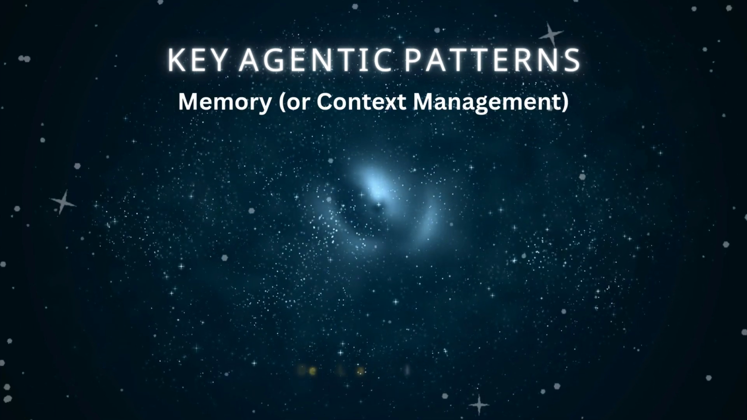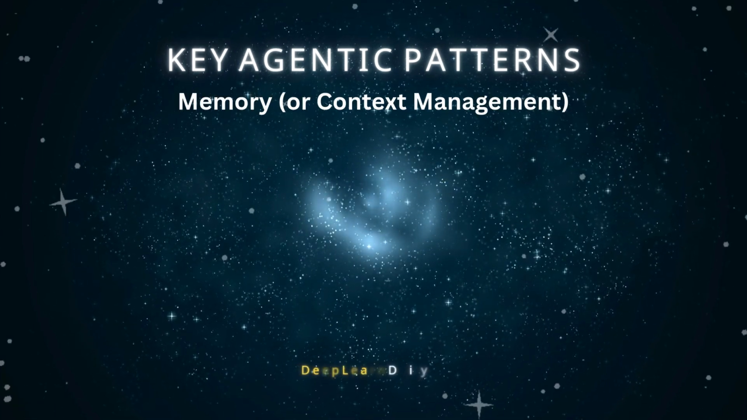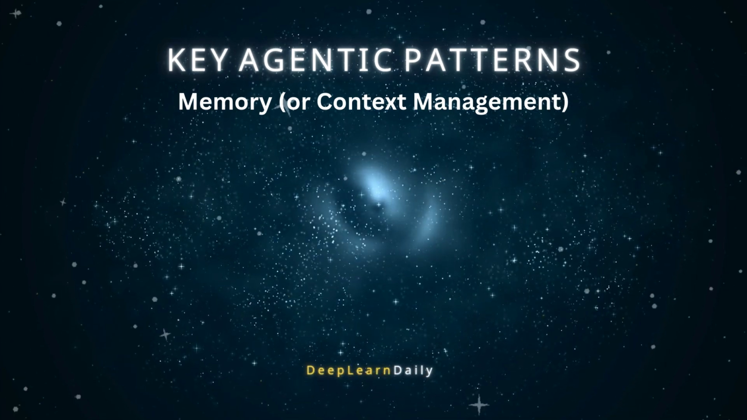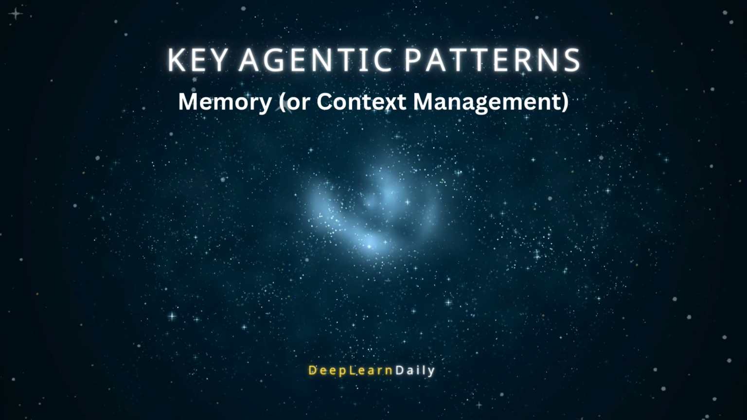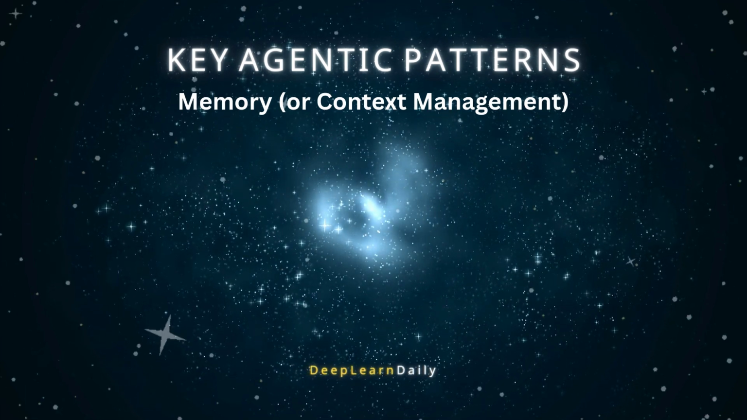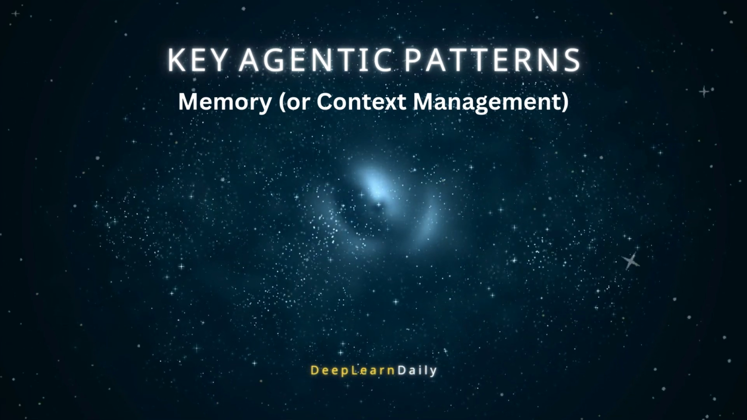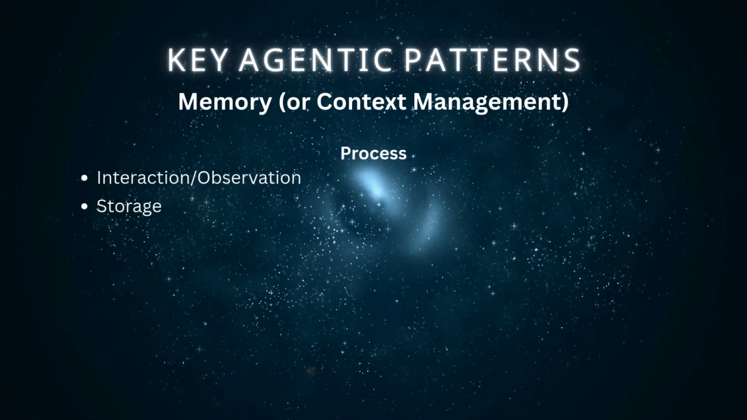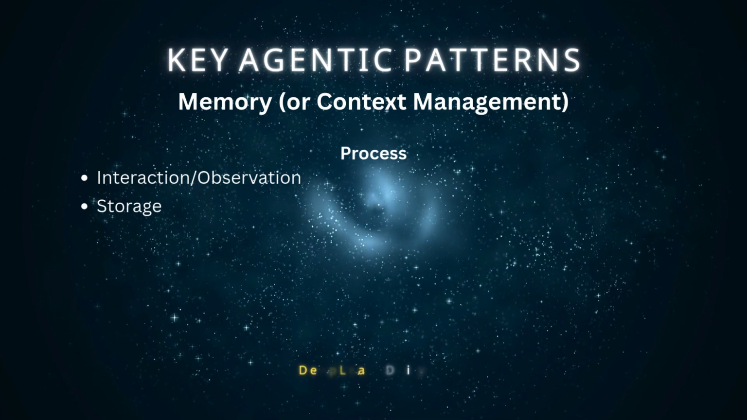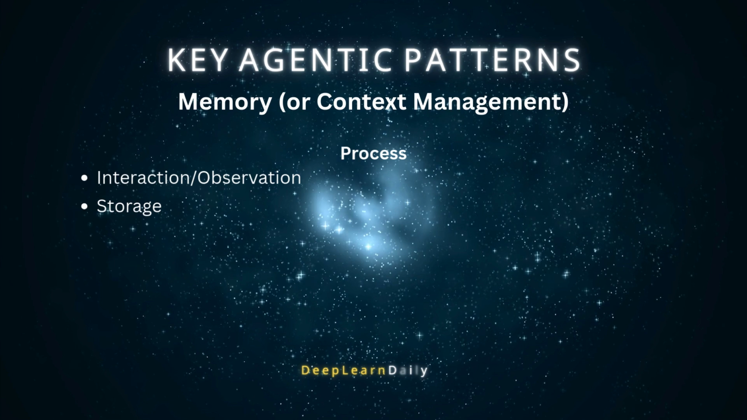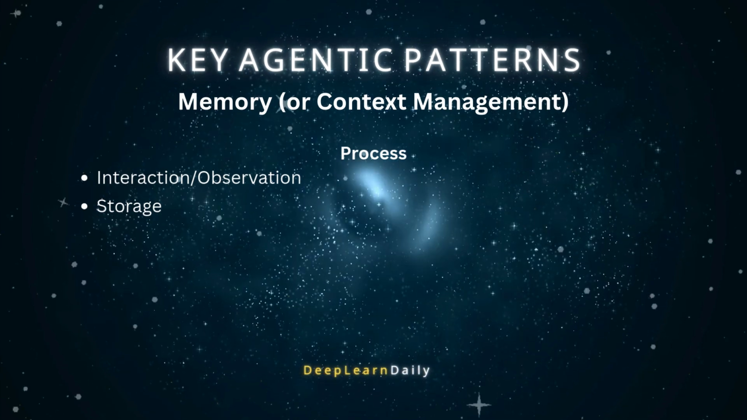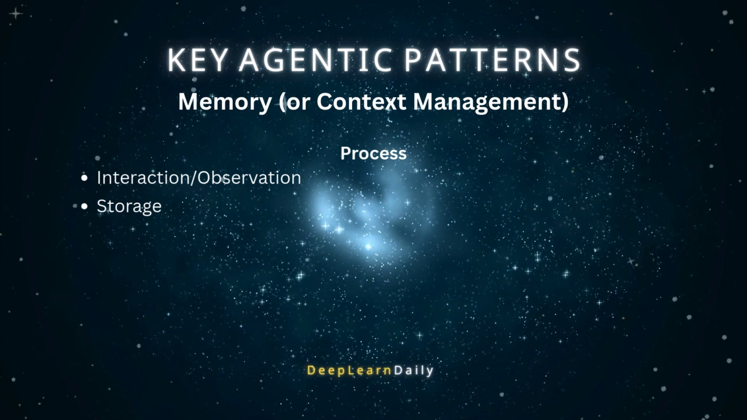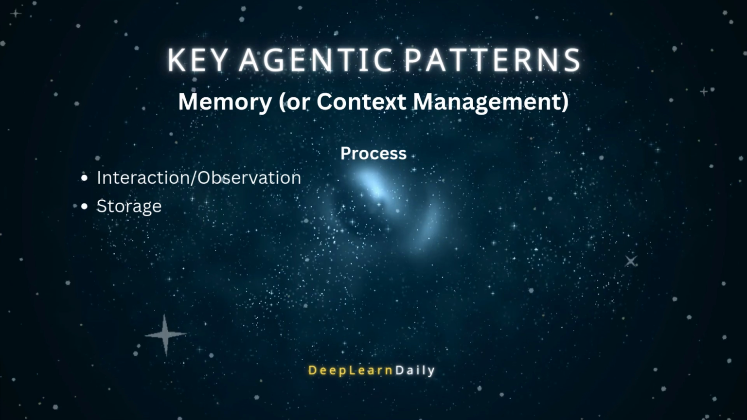The memory, or context management, pattern focuses on how the agent stores, retrieves, and utilizes information from past interactions and experiences. Effective memory management is crucial for maintaining context over long conversations and improving the agent's ability to handle complex multi-turn tasks. Interaction observation. The agent interacts with the user or its environment, generating new information. Storage. Relevant information, for example, user queries, agent actions, tool outputs, and learned insights, is stored in a memory component.